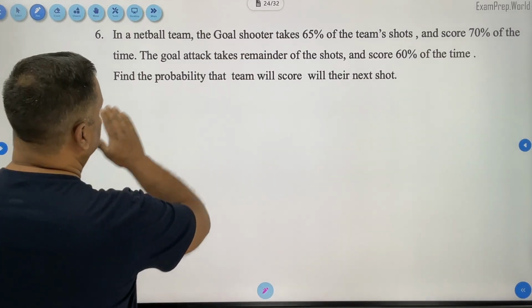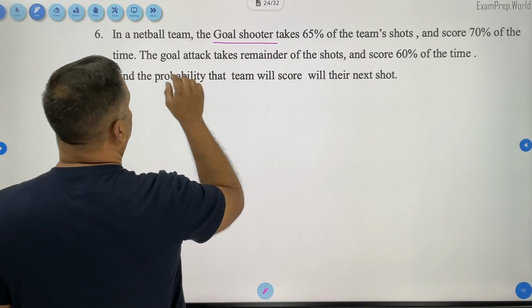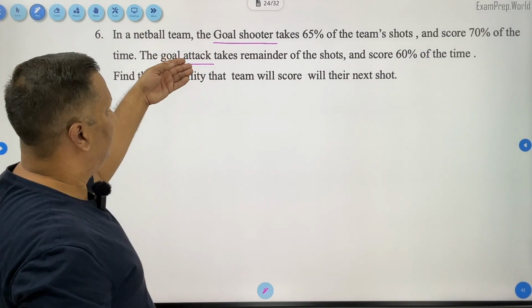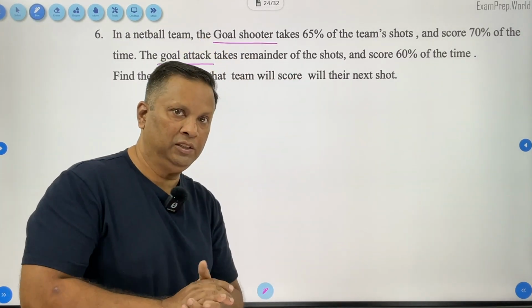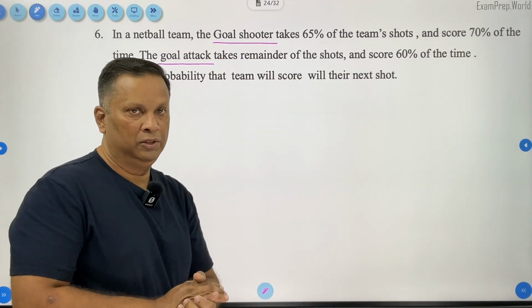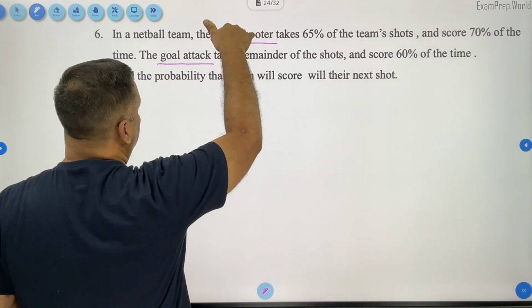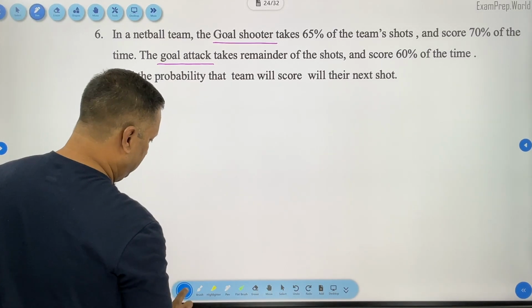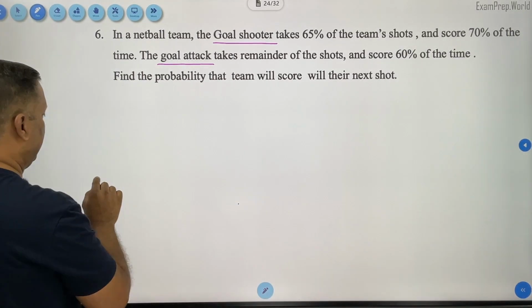The goal attack, there are 2 people. One is the goal shooter and the other the goal attack. When the goal attack takes the shot, other than the goal shooter, then there is a 60% chance that they will score a goal. So the first event is who is taking the shot, goal shooter or goal attack. So let's draw the tree diagram here. For dependent events, the best is the tree diagram.